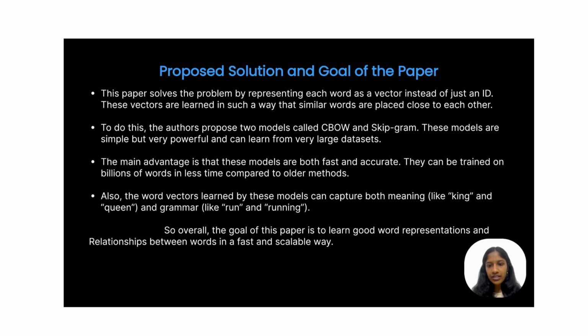One major advantage is efficiency. These models are fast, accurate, and can be trained on billions of words much more easily than older models. Also, these vectors capture not just meaning but grammar too. For example, king and queen show a semantic relationship while run and running show a grammatical one. So overall, the goal is to learn word representations that capture relationships between words while remaining fast and scalable.